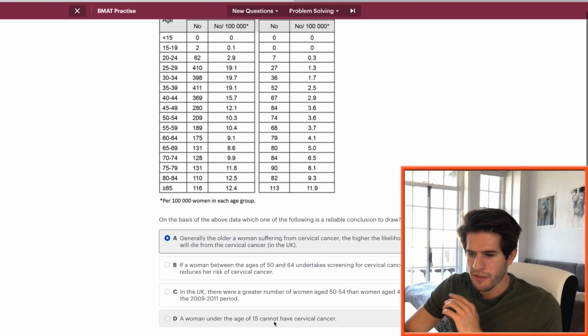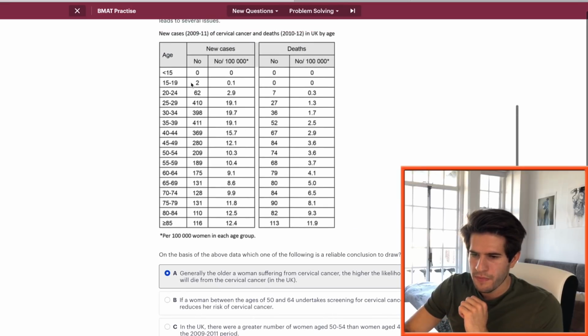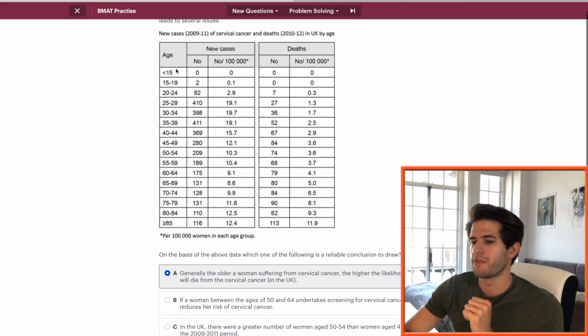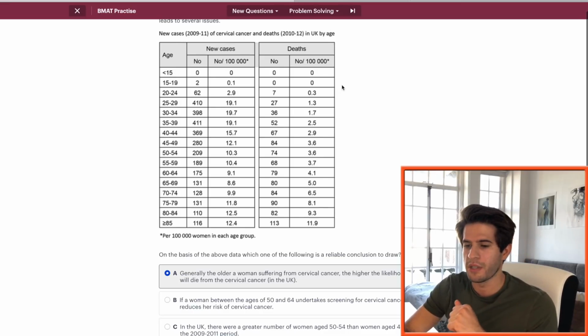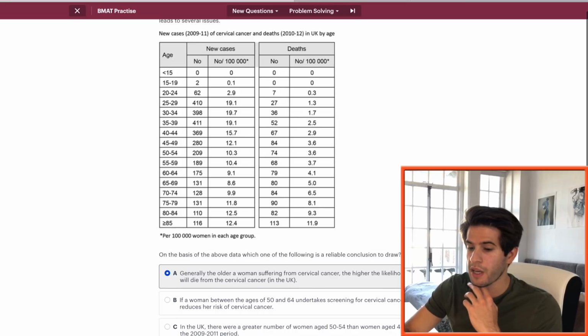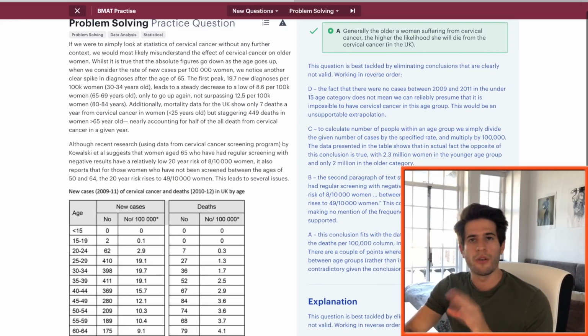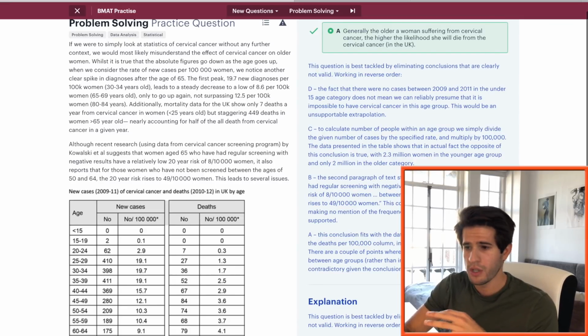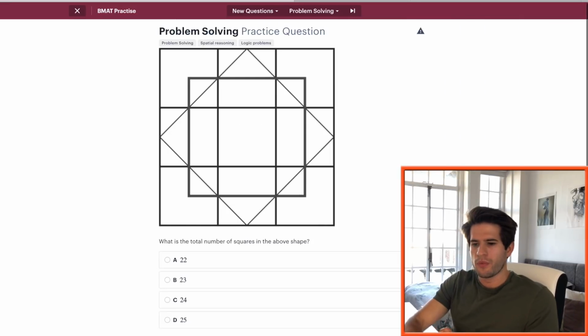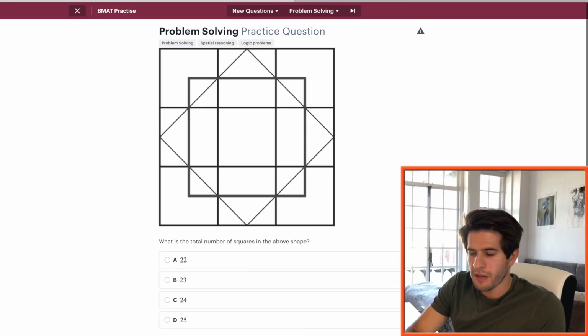A woman under the age of 15 cannot have cervical cancer. Well, over here it shows that no one under the age of 15 in this period did have cervical cancer, but that doesn't mean that it's not possible. So I'm going to go with A, the original answer that we chose. Awesome, okay. So yeah, we eliminated all of the other answers because they simply weren't true, and A is the best one.